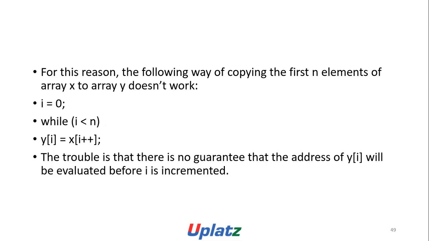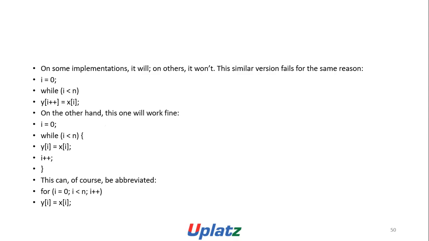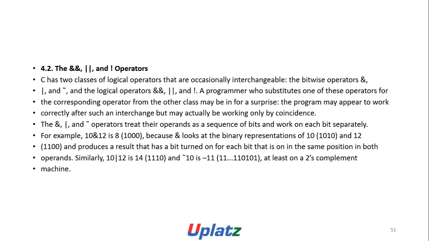For this reason, the following way of copying the first n elements of array x to array y does not work: i = 0; while (i < n) y[i] = x[i++]. The trouble is that there is no guarantee that the address of y[i] will be evaluated before i is incremented. On some implementations it will, on others it won't. This similar version fails for the same reason: for (i = 0; i < n; i++) y[i++] = x[i]. On the other hand, this one will work fine: i = 0; while (i < n) y[i] = x[i++]... it can, of course, be abbreviated: for (i = 0; i < n; i++) y[i] = x[i].